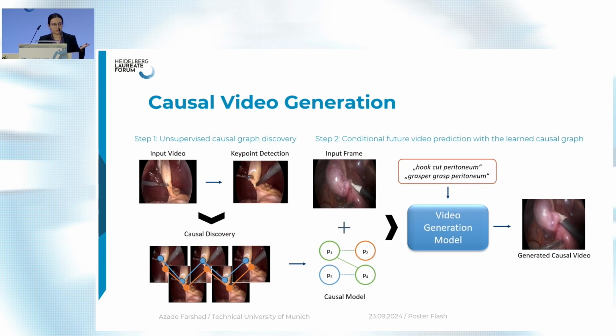To address this challenge, we proposed causal video generation, which has two main steps. The first step is to learn a causal model from our data, and by doing this, we learn the important causal information and patterns from our data. And in the second step, we employ these observed patterns and enforce them in our generative models. And it guides the model to generate more accurate videos.